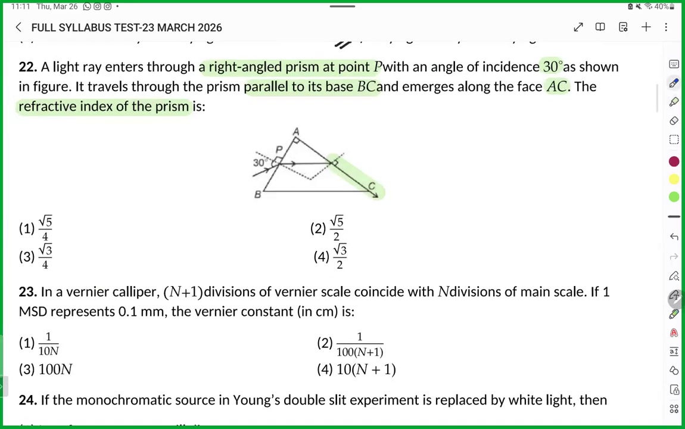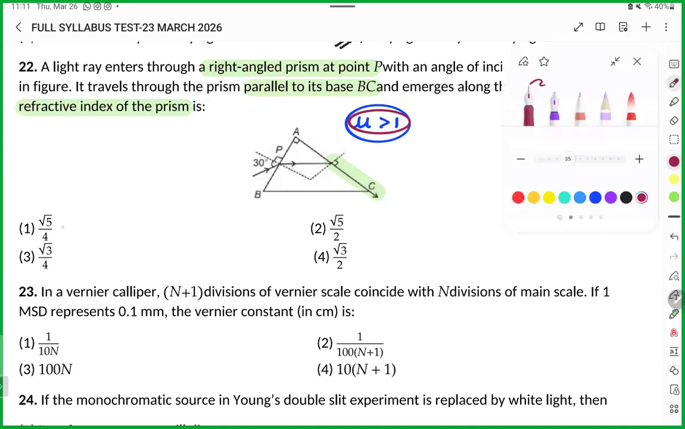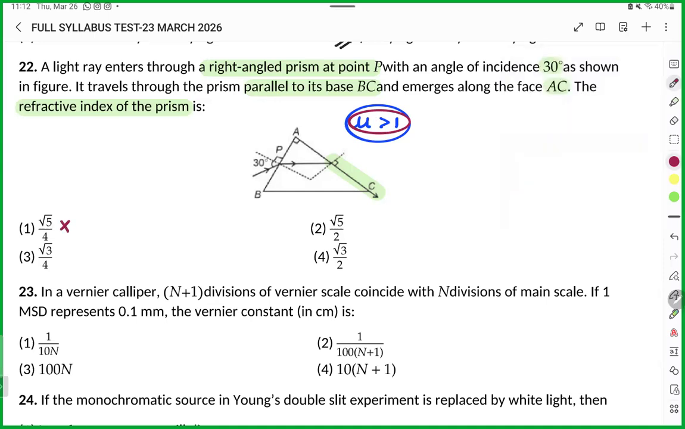Let me tell you the simplest thing. You know that the value of refractive index is always greater than 1, right? All of you know that the value of refractive index is always greater than 1. If you take the first option, then it will be like 2 point something by 4. So this is less than 1. Under root 3 by 4, 1.73 by 4, less than 1. Under root 3 by 2, 1.73 by 2, less than 1. Only one option is correct.